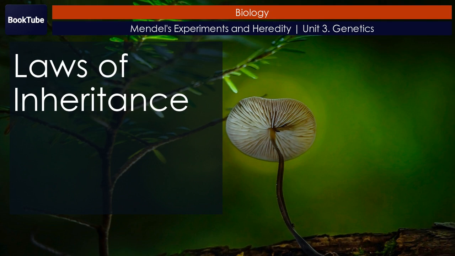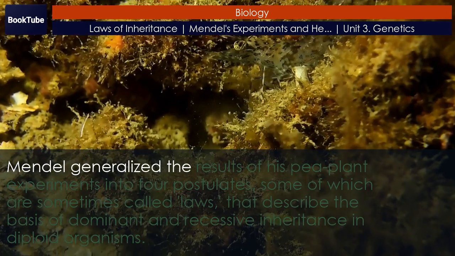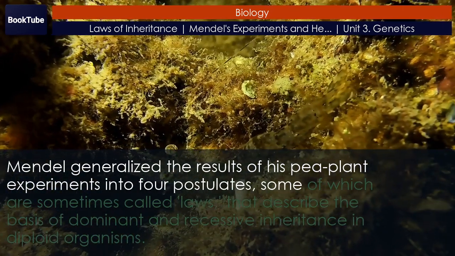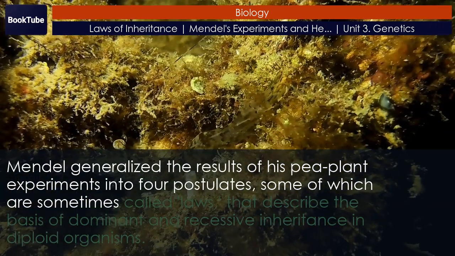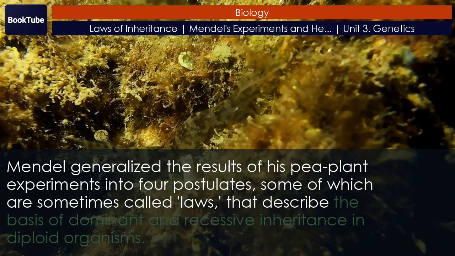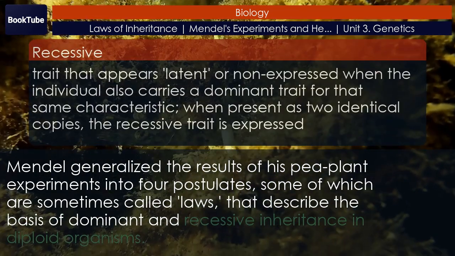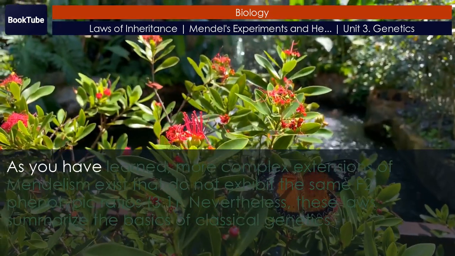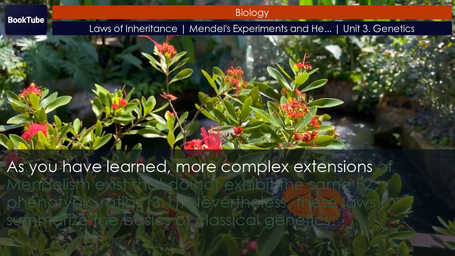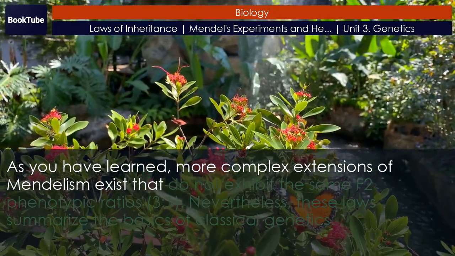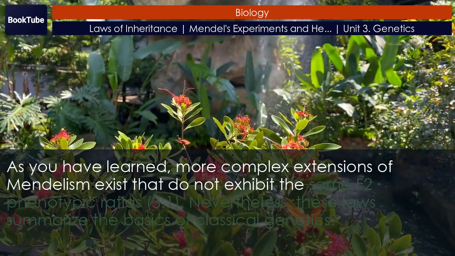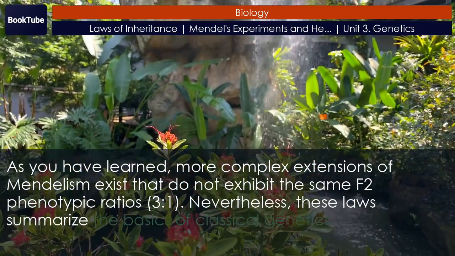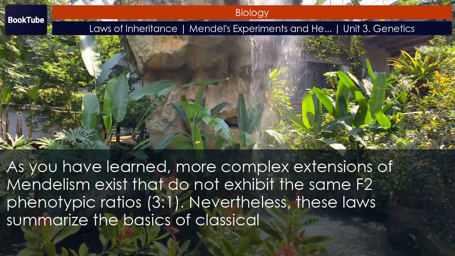Laws of inheritance. Mendel generalized the results of his pea plant experiments into 4 postulates, some of which are sometimes called laws, that describe the basis of dominant and recessive inheritance in diploid organisms. As you have learned, more complex extensions of Mendelism exist that do not exhibit the same F2 phenotypic ratios, 3:1. Nevertheless, these laws summarize the basics of classical genetics.